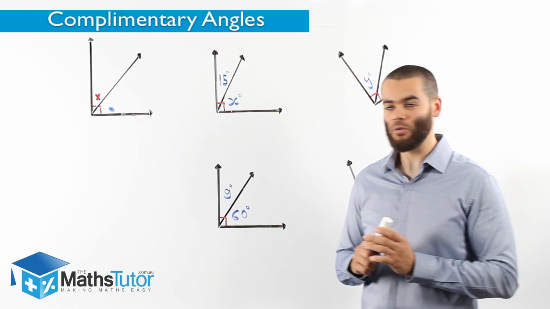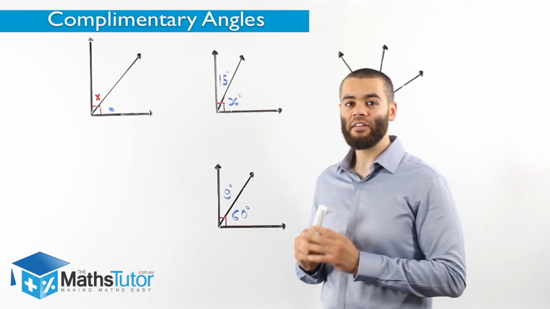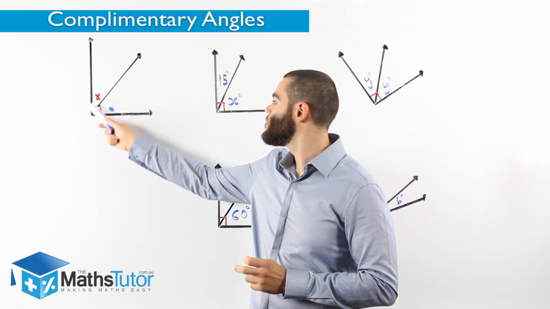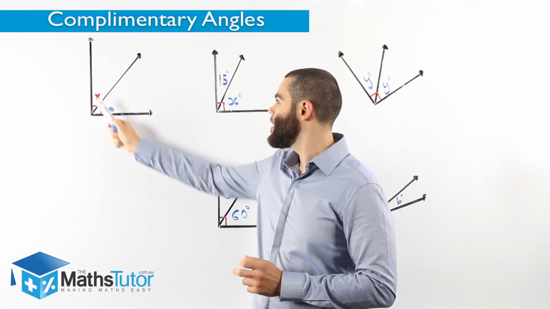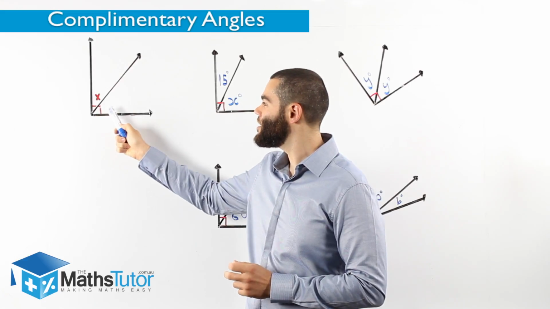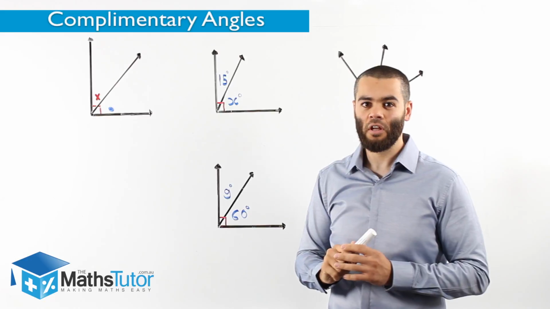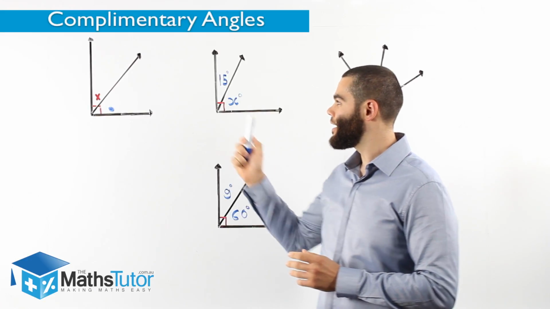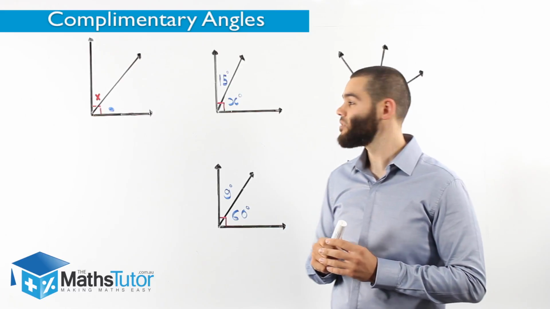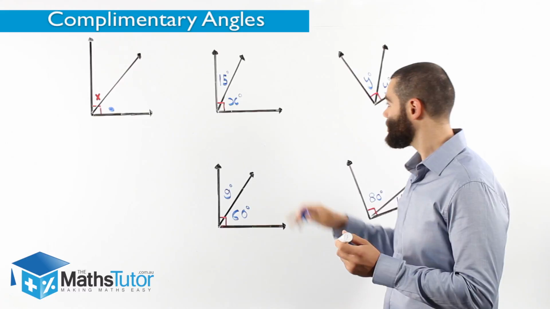Let's see how they actually look. As you can see here, we have a right angle and it's been split up into adjacent angles, one marked in blue and the other marked in red. Both of them make up 90 degrees, so one of them added to the other will add up to 90 degrees. Let's see an example and see how it actually works.